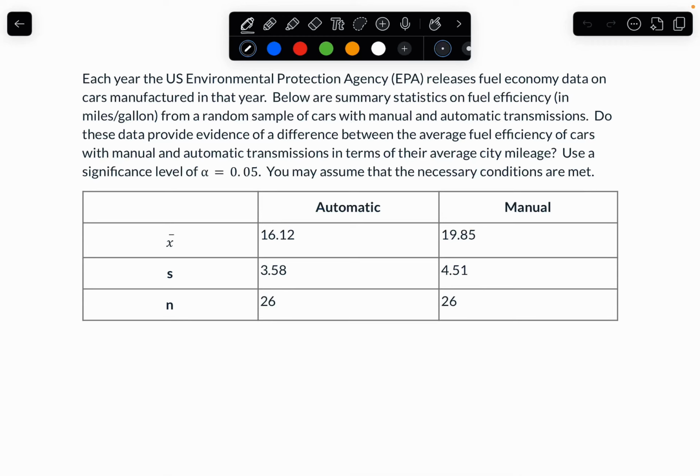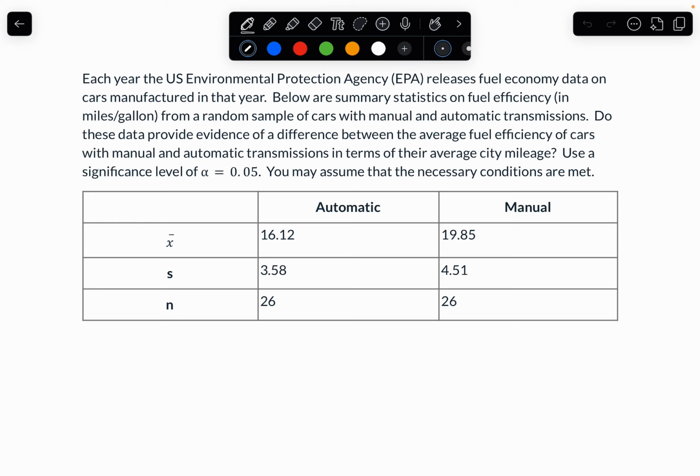We'll look at one last example to recap everything that we've talked about in this chapter, the hypothesis testing for independent sampling. So each year, the U.S. Environmental Protection Agency, or EPA, releases the fuel economy data on cars manufactured in that year.